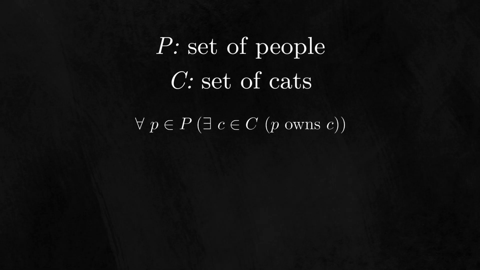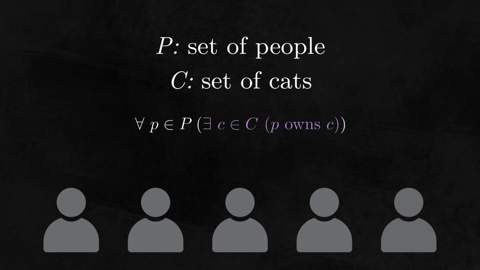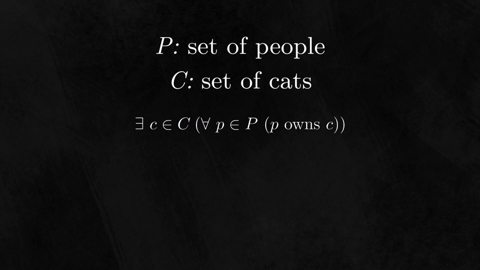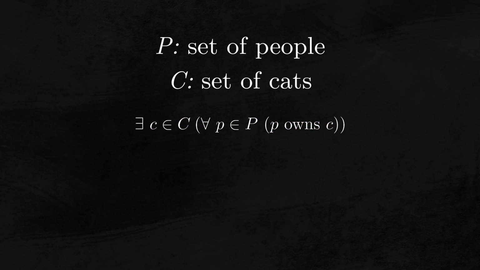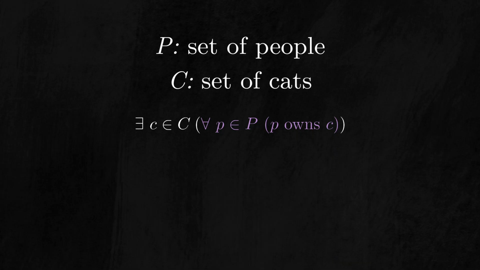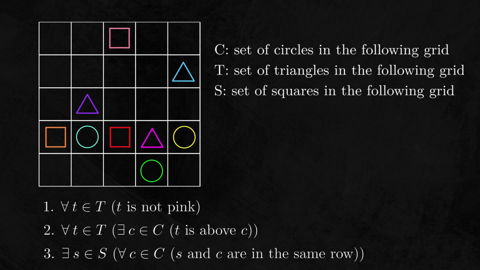We can also use both quantifiers in the same statement. In this statement, this existential claim applies for each person, so it means that each person has a cat. Now, exchanging the order of universal and existential quantifiers changes the meaning of the statement. Again, this universal claim applies for at least one cat. This means that there is this one specific popular cat that is owned by everyone. Let's see if we can figure out whether these statements are true or false.